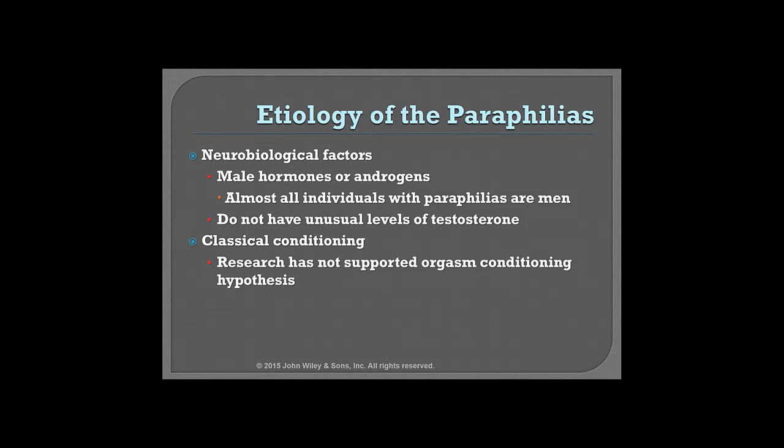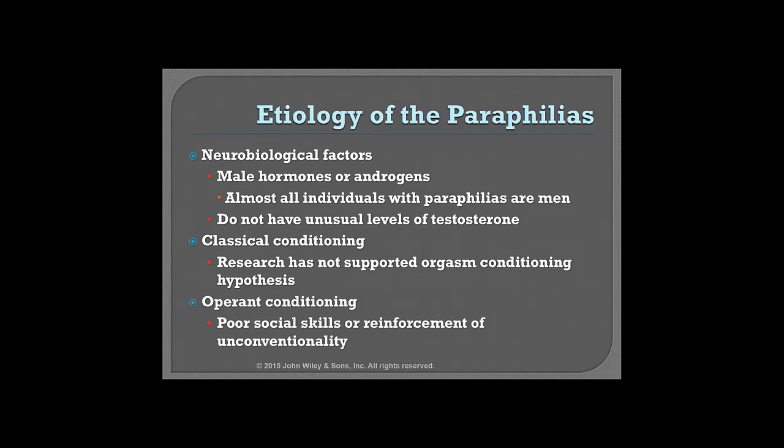Another theory does focus on operant conditioning that looks at the poor social skills that we see in individuals that have sexual paraphilias, and the belief that these poor social skills have a tendency to reinforce their unconventionality. In other words, because they feel so socially awkward, they avoid situations that can lend themselves to normal sexual interactions. And because there is pleasure or orgasm that is connected with an aberrant sexual behavior, they continue to do that because it's reinforcing. So what are some treatment models for paraphilias?